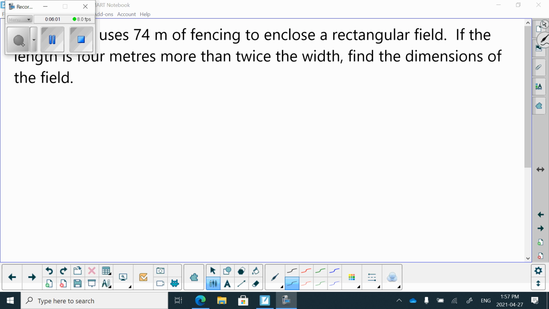Okay, one more here. Sinjin uses 74 meters of fencing to enclose a rectangular field. If the length is 4 meters more than twice the width, find the dimensions of the field.